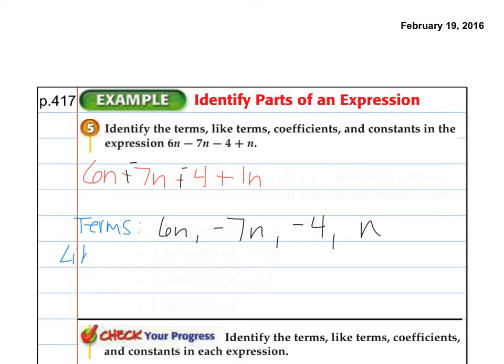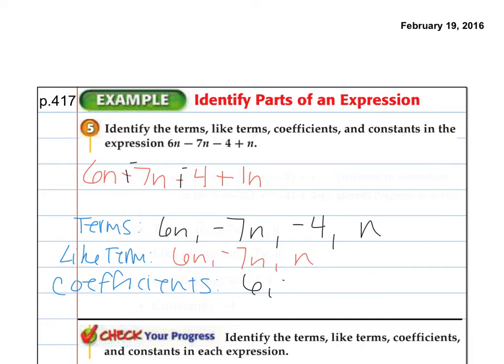The like terms, the ones that are alike, are 6n, negative 7n, and n, because they all have the same variable to the same power. Coefficients, the numbers in front of the variables, are 6, negative 7, and since this is really like a 1n, 1 is also in front of n. Then lastly, the constant, the number without a variable, is -4. That's the only one without a variable. So that's how you identify the parts.